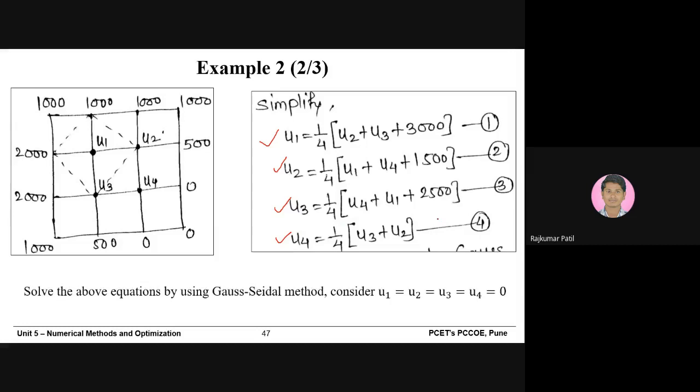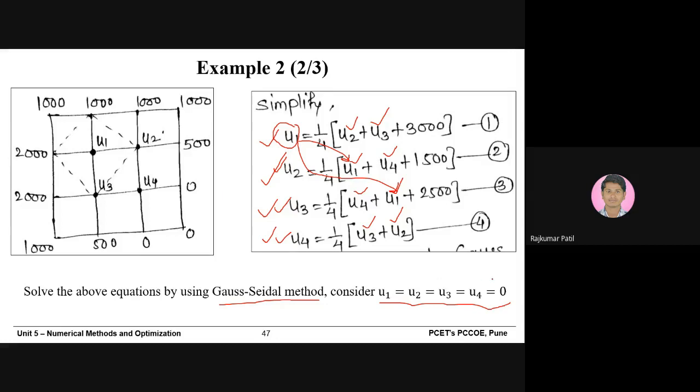So what we decided: initially assume all these four values equal to 0. Put u2 equal to 0, u3 equal to 0, calculate u1. Put u1 and u4 as 0, you will get u2. Then put u4 and u1 as 0, you will get u3, and with u3 and u2 as initial values you will get u4. But as we are using Gauss-Seidel, initially you will get the first iteration for u1, and that you need to use while using the next formulas, so that the number of iterations can be minimized.